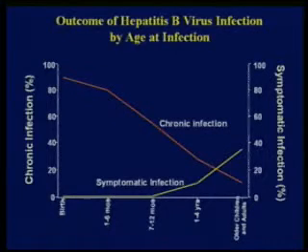Okay. Here's the outcome by age, and I sort of explained some of this earlier. Here's chronic infection versus symptomatic infection. Notice that the younger you are, the less likely you are to have symptomatic infection. When you're older, you're more likely to have symptomatic infection. And I know this is a tongue twister, more or less, but if you're young, you're more likely to develop a chronic infection, and as you get older, you're less likely to develop a chronic infection.